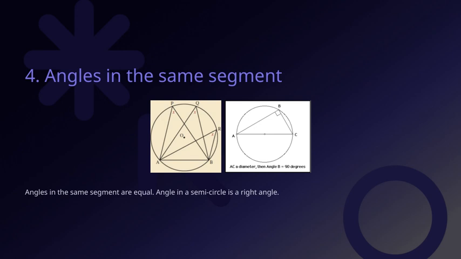This is a helpful idea when solving geometric problems because it allows us to set angles equal to each other. Another key point is about angles in a semicircle. Remember that a semicircle is half of a circle, formed by a diameter and the arc.